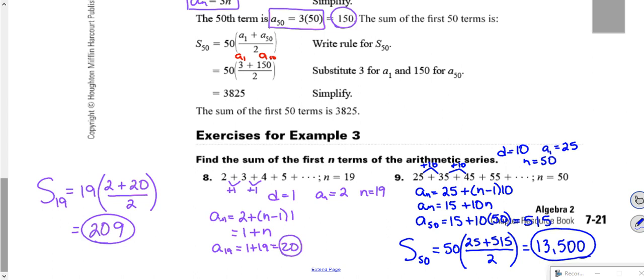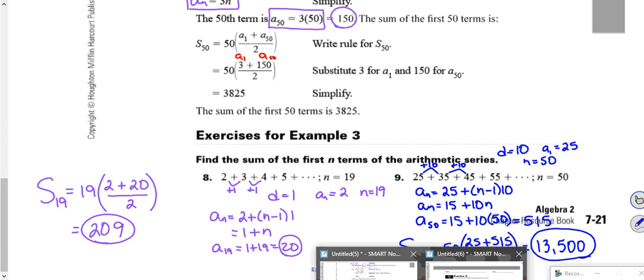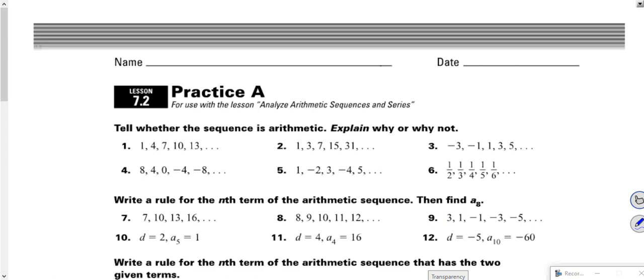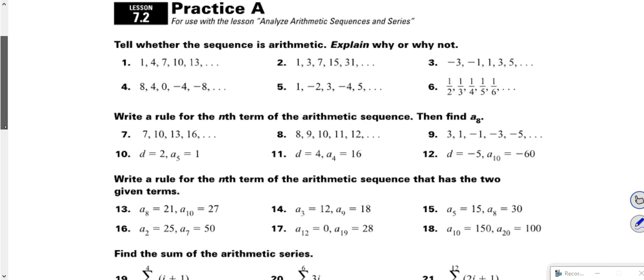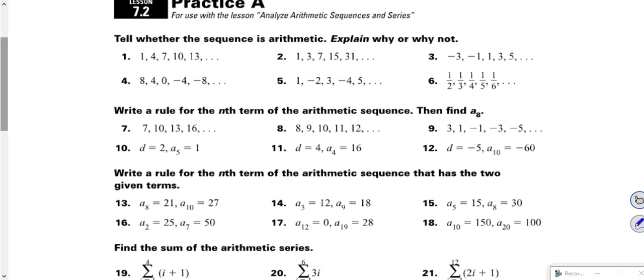Okay, so that's the study guide. Now, let's look at a few of the exercises on the practice A. Again, this is not for a grade. This is just for those of you that want to learn some of this stuff so that maybe you're a little more prepared for standardized tests or for trig or algebra 1 or something. Not going to do all these, but a handful here and there.